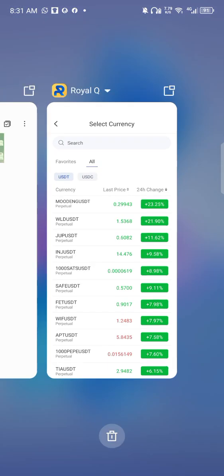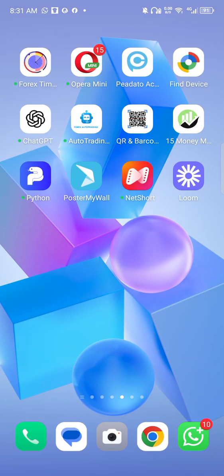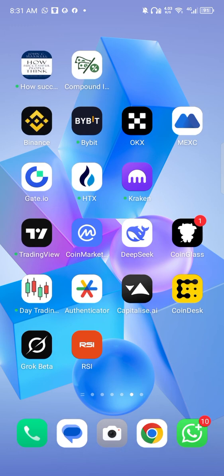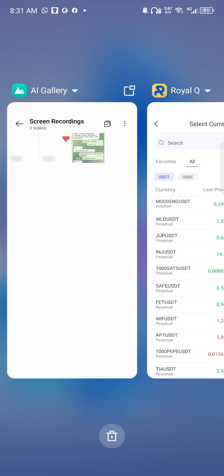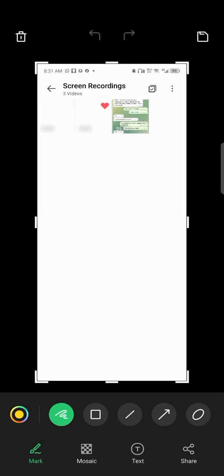One other thing that I want to show you is an app that also helps us to trade very well. The name of the app is CoinGlass. You can download it from the App Store, and then you can use it to do this illustration, and you will see that it's a powerful app also.